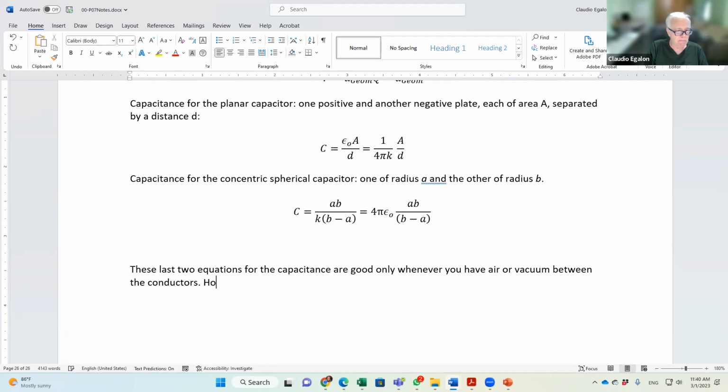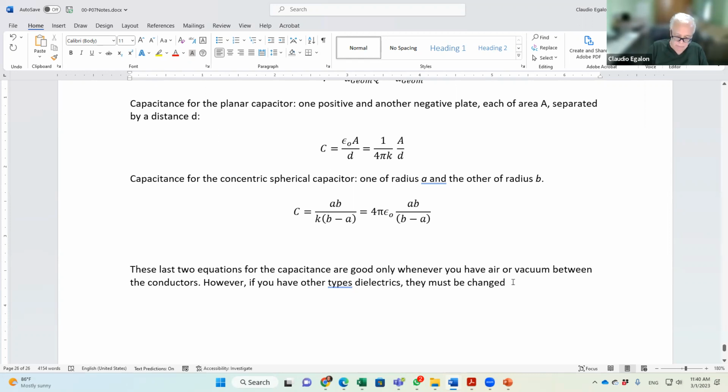Okay. However, if you have a dielectric, they must be changed. If you have another type of dielectric, other types of dielectric, they must be changed. Dielectrics are in vacuum, by the way. Okay.